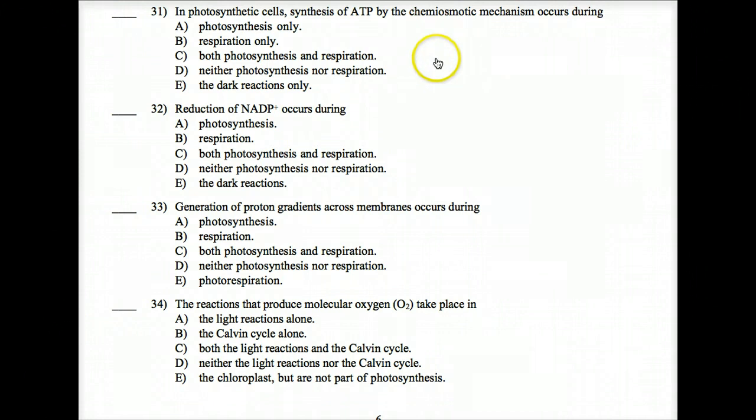In photosynthetic cells, synthesis of ATP by chemiosmotic mechanisms occurs during... so this is basically saying, when do I make ATP using electron transport in photosynthetic cells? Do I make it in photosynthesis? Yes. Do you make it during electron transport for respiration? Yes, because plants respire and photosynthesize, so my answer is C.